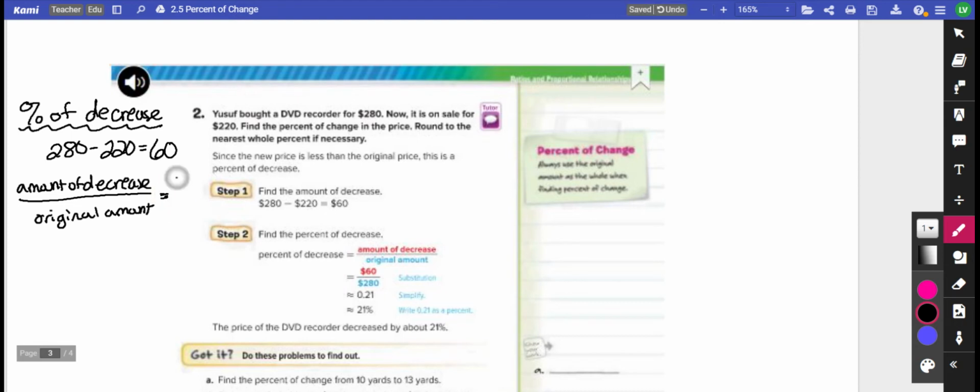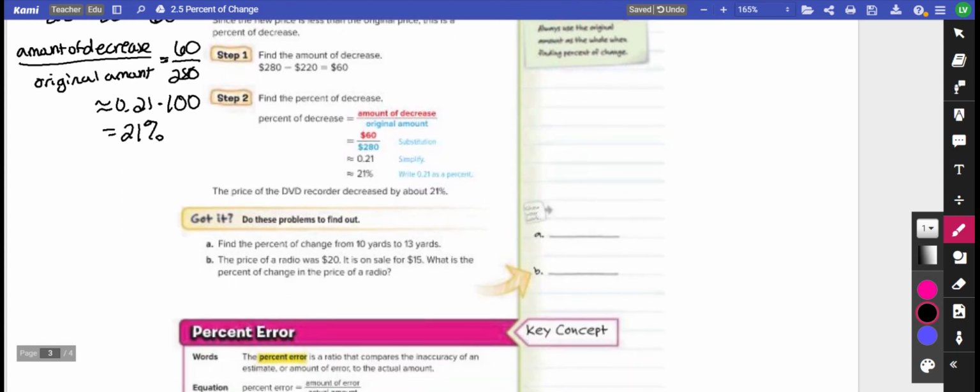So the amount of decrease was 60 divided by the original amount of 280. That gives us about 0.21. Multiply that answer by 100, and that equals 21%. So the price of the DVD recorder decreased by about 21%.